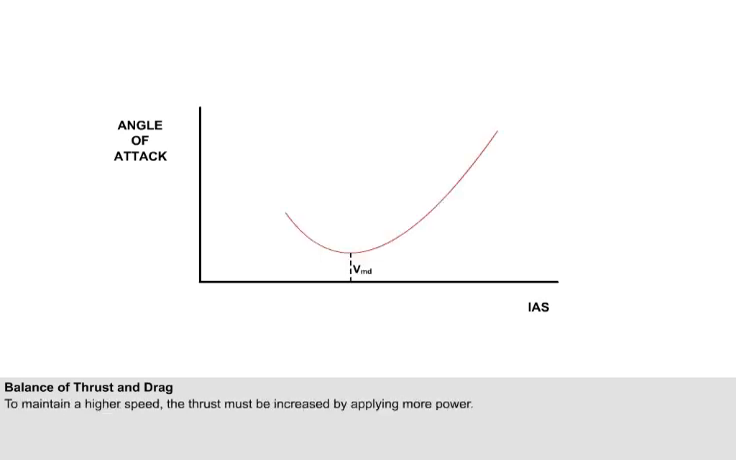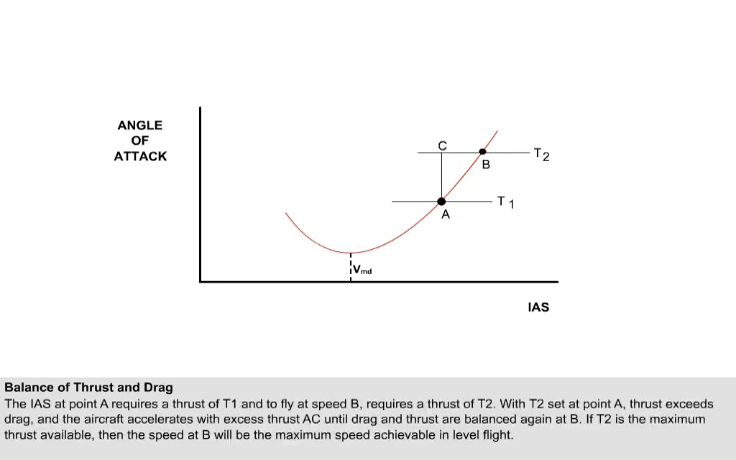Drag increases with speed above minimum drag speed, VMD, and so to maintain a higher speed, the thrust must be increased by applying more power. To fly the speed at point A requires a thrust of T1, and to fly at speed B requires a thrust of T2.